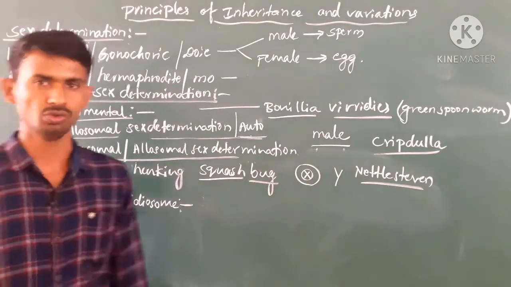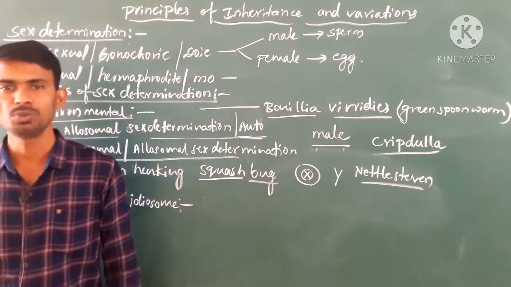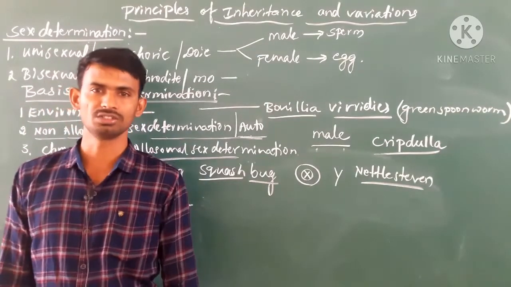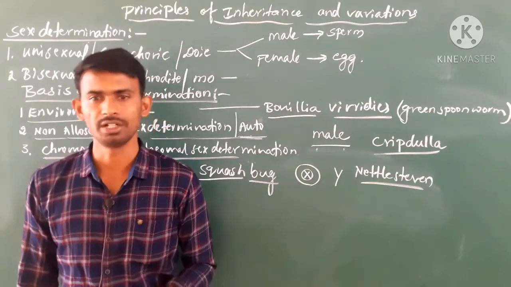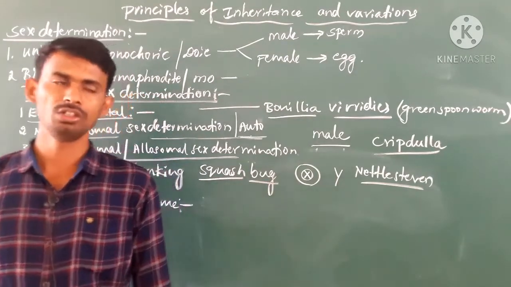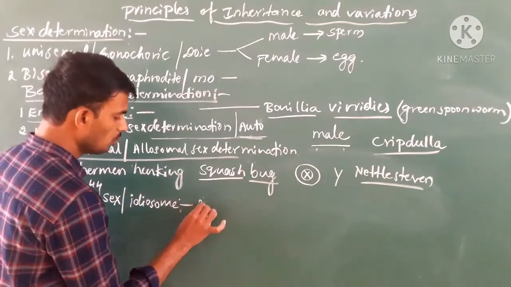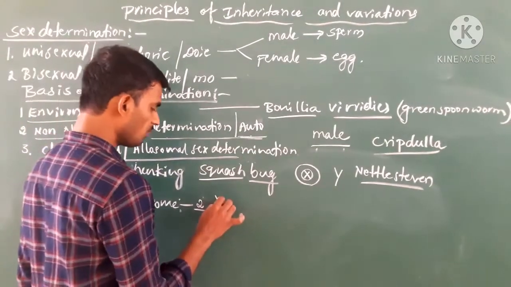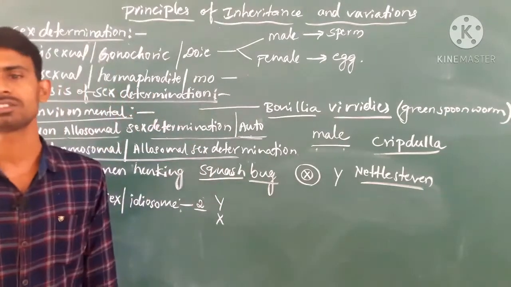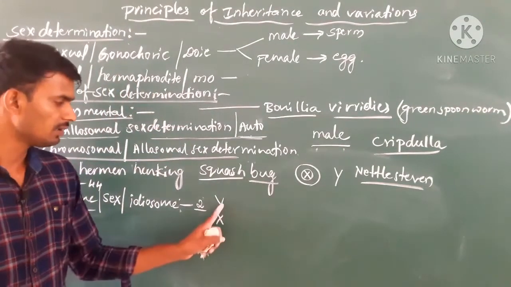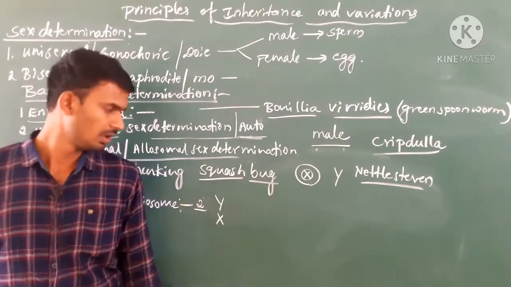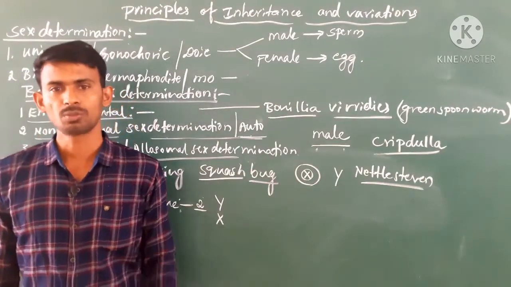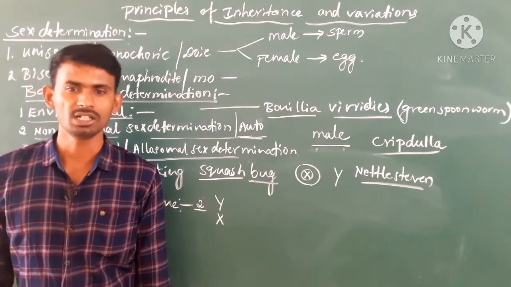The allosomes are the chromosomes responsible for sex determination in unisexual or dioecious organisms, called allosomes or idiosomes. For example, in human beings, out of the 46 chromosomes, only 2 chromosomes are the allosomes or sex chromosomes. In males, the Y chromosome is present. In females, the X chromosome is present. Males produce the male gamete, called the sperm cell. Females produce the female gamete, called the egg cell.